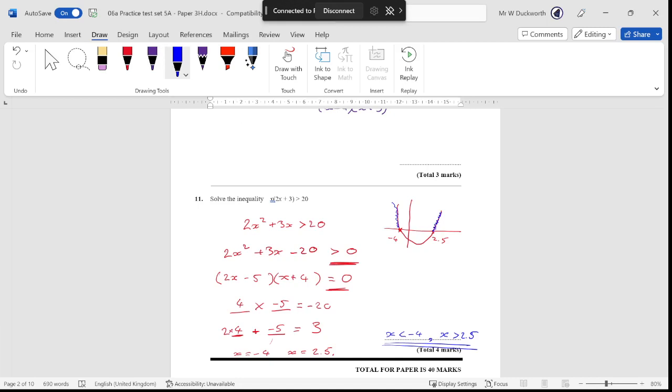Marks for that come from, it is M1 for rearranging. So if you get to this stage here, that's an M1. If you find a method to solve, that's your second. Okay, a method for solving, which is kind of, this was our method by factorising. An M1 for finding those two values. But then it's an A1 for getting the inequalities right.